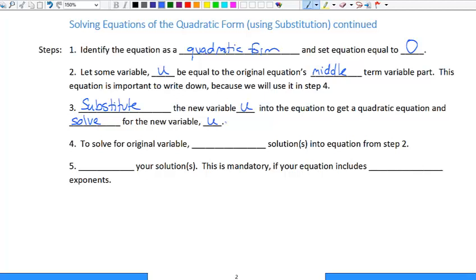So to get it back to the original variable in step 4, to solve for the original variable, I want you to substitute the solutions back into equation 1 and then solve.